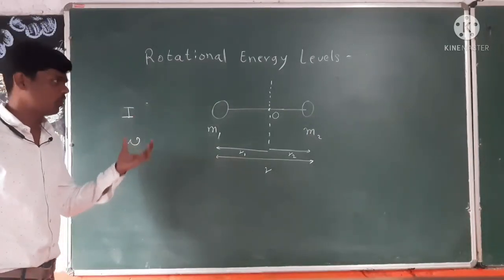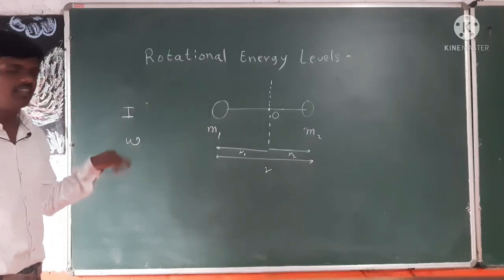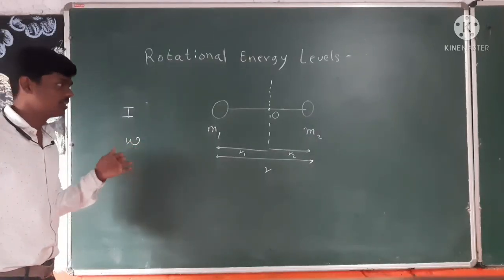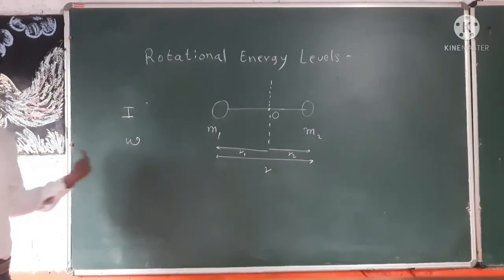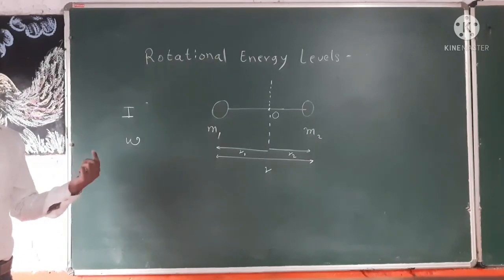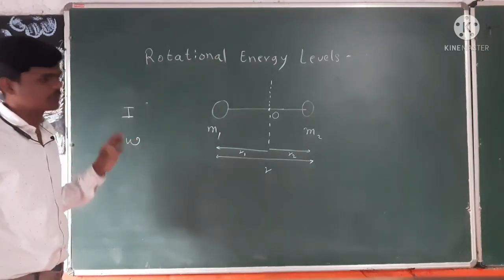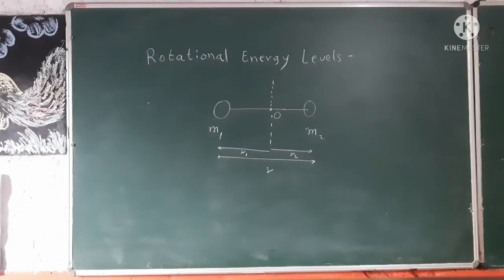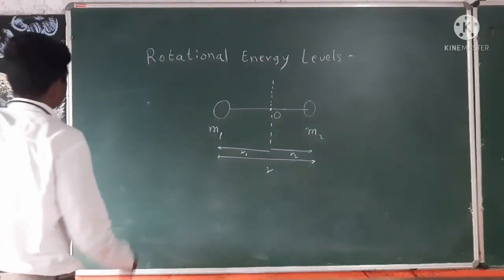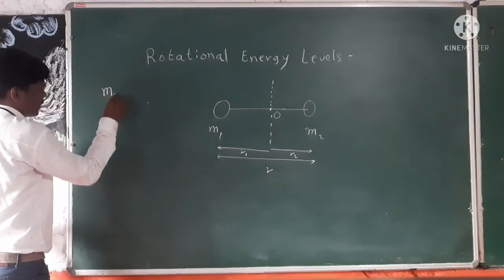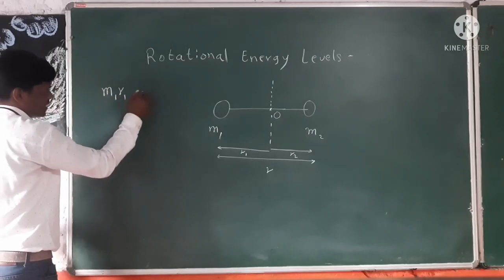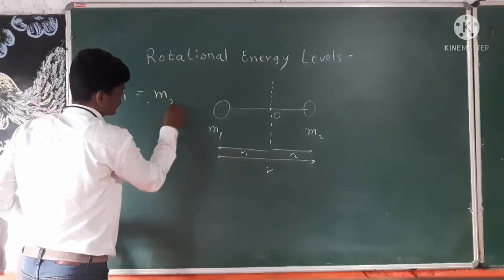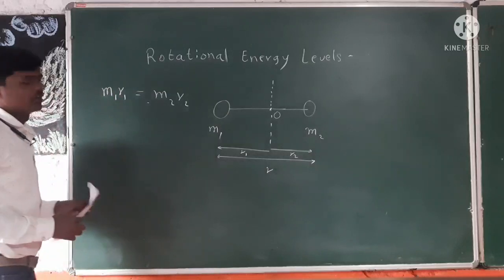We know this molecule can rotate. Now as it rotates, it will generate the rotational energy states or energy levels. So we need to find an expression for that energy level. From the definition of center of mass, we know m1 r1 is equal to m2 r2. So we know this relation.